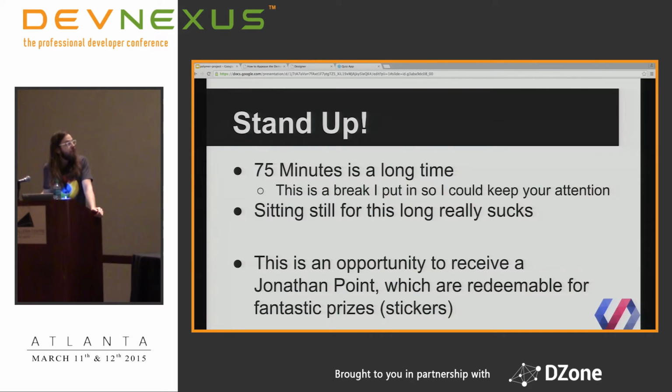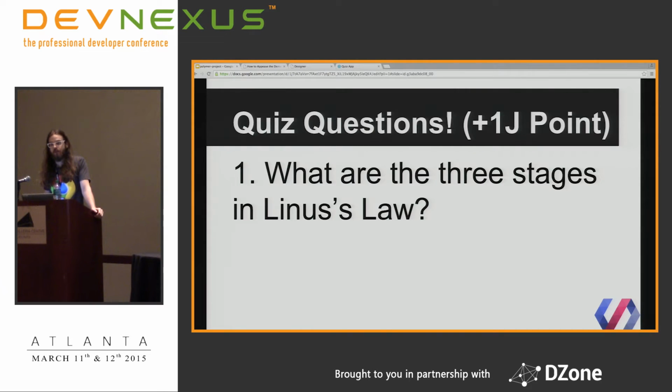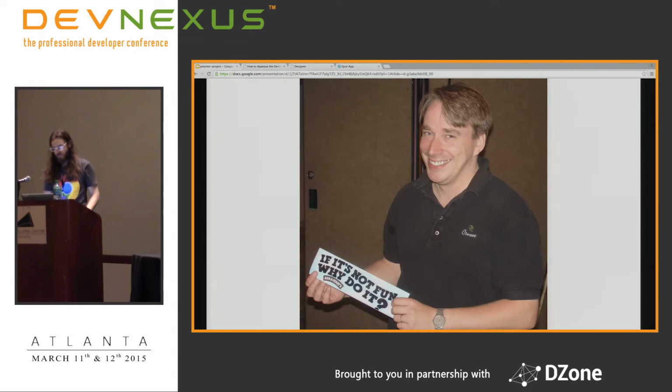So who can tell me what are the 3 stages of Linus's law? Survival, social life, entertainment. 1 Jonathan point to you, sir. That is correct. Because if it's not fun, then why would you do it? Okay, we got another one. So you're going to come see me after the presentation is over.